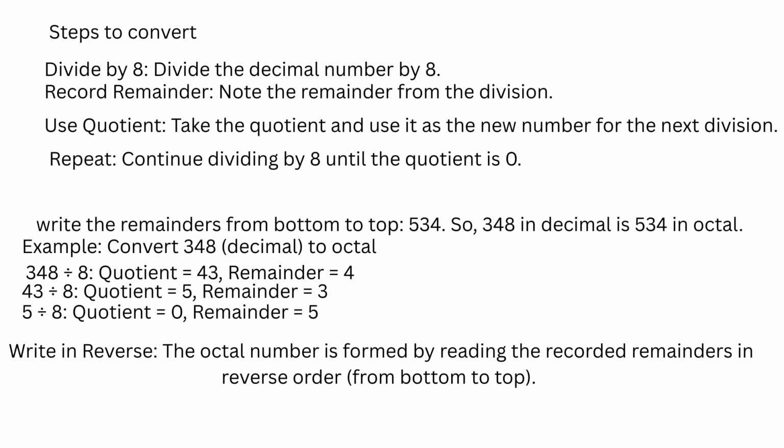Example, convert 348 decimal to octal. 348 divided by 8, quotient equals 43. Remainder is equal to 4. 43 divided by 8, quotient equals 5. Remainder equals 3. 5 divided by 8, quotient 0. Remainder equals 5. Write in reverse. The octal number is formed by reading the recorded remainders in reverse order from bottom to top.